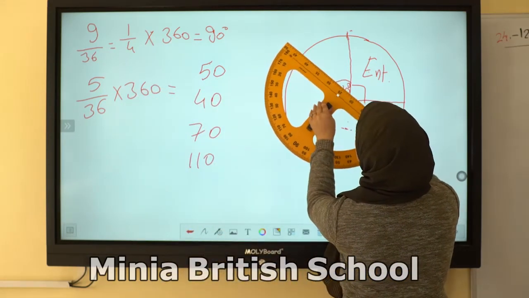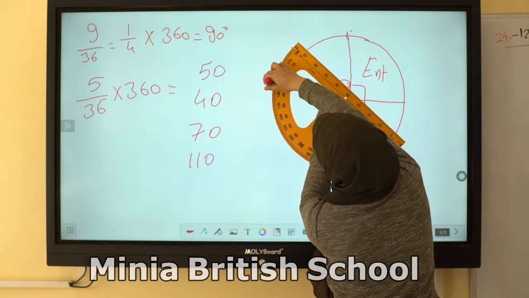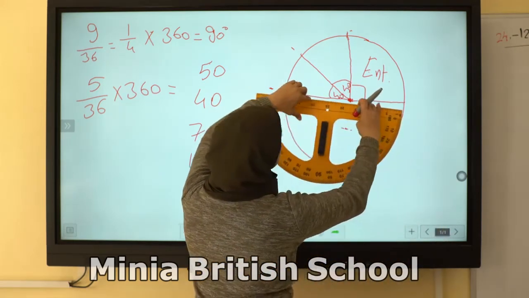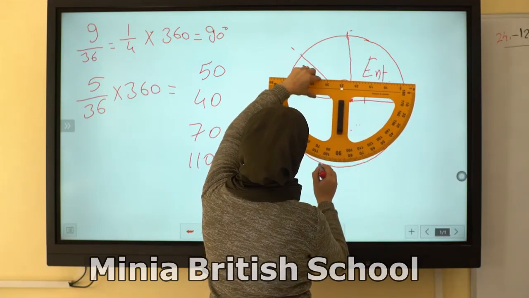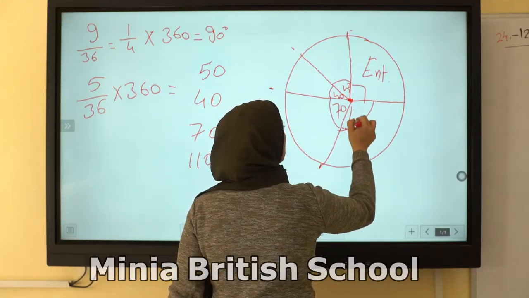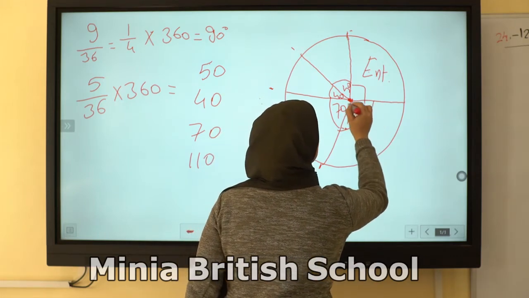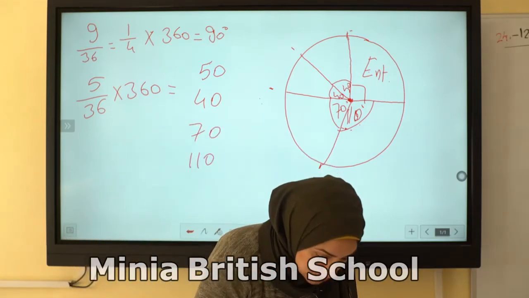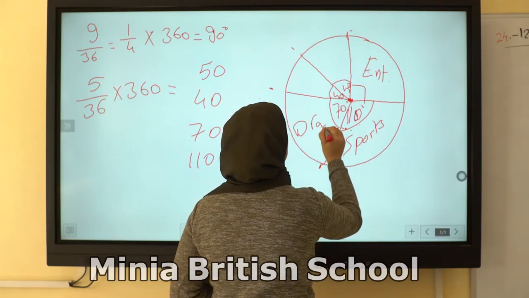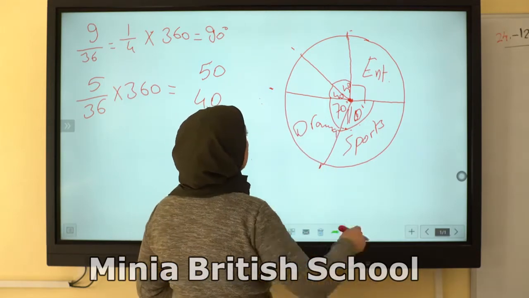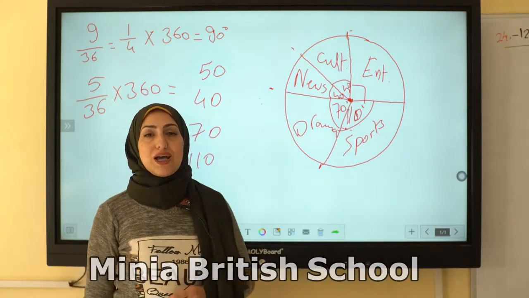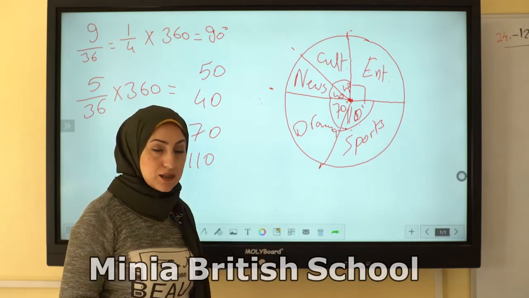The second, 40 here. Okay, then 70, stand on the last one. And here, 110, should be 110 degrees, okay, for the sports. Here sports, drama, news and culture, and so on. Okay, I think it's a very simple way to represent any data by circular sector.